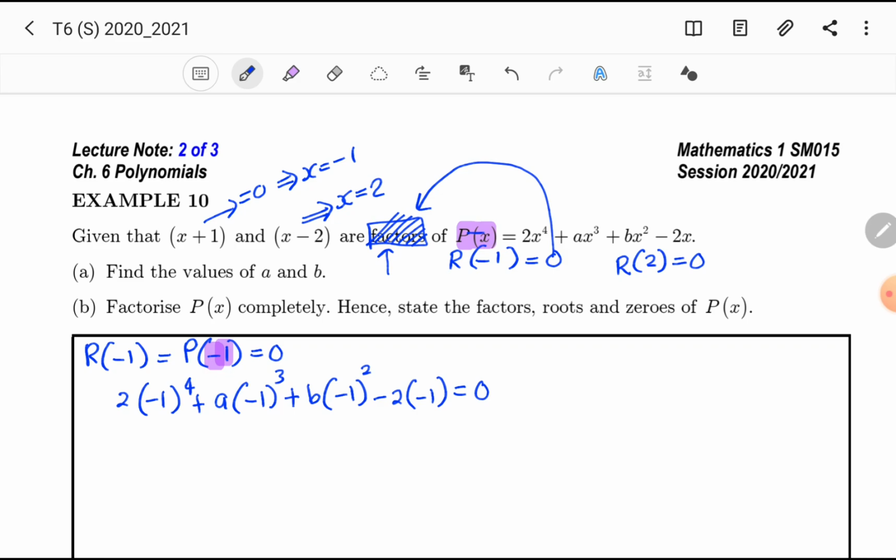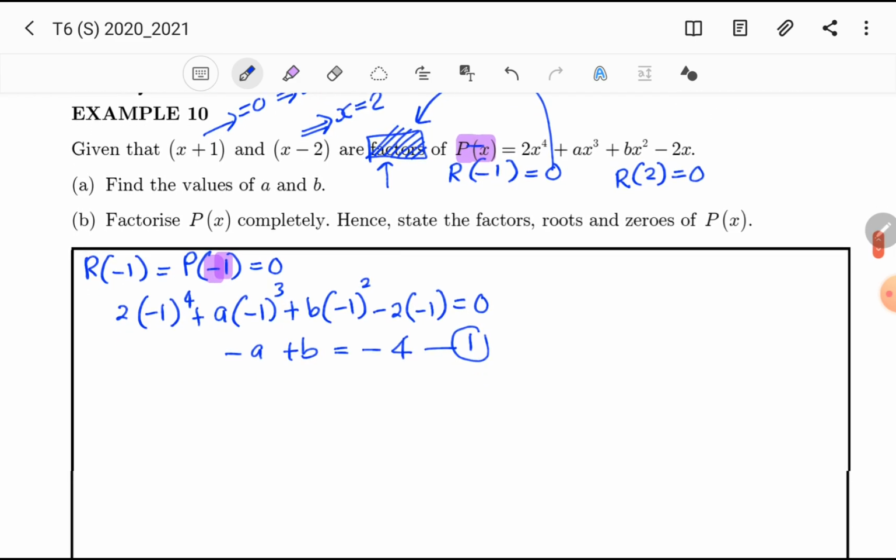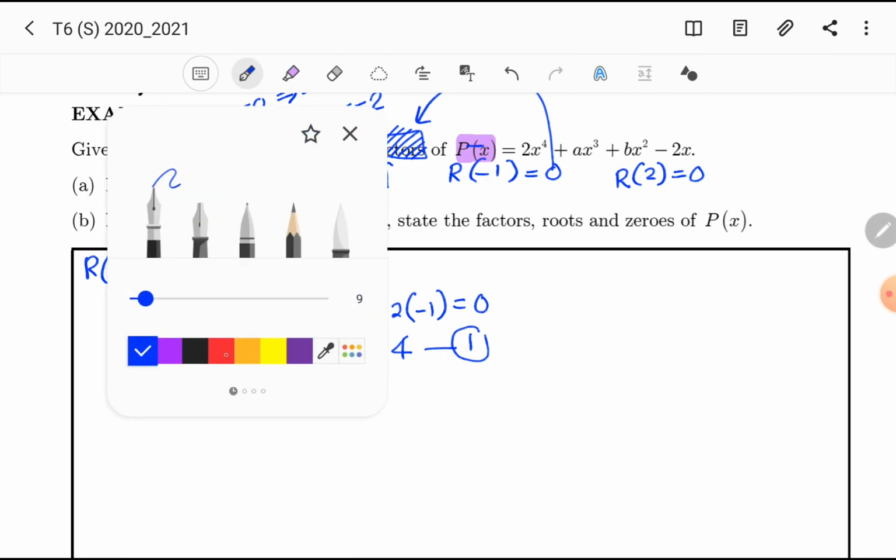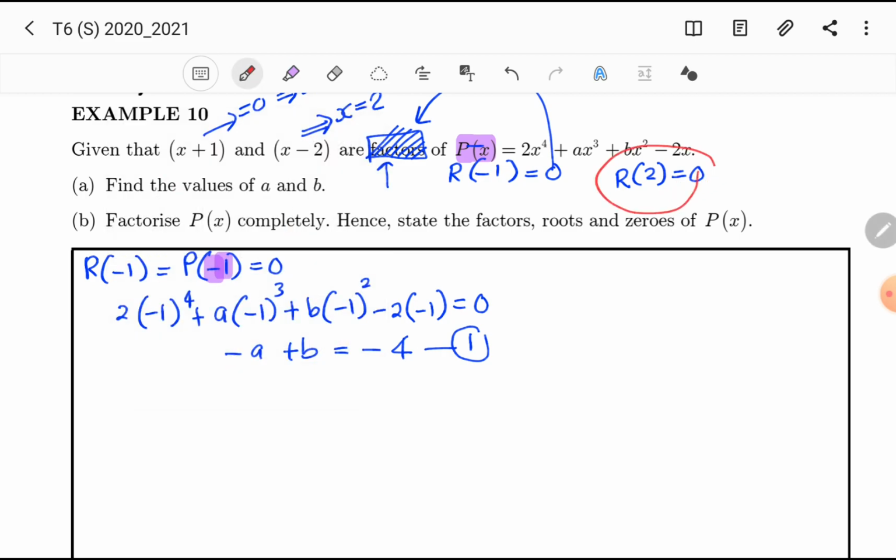Okay, next, kalau awak kira, awak akan dapat negative a plus b equals to negative 4. So, this is our first equation. Okay, next, from the second information, kita ada second information here. Yang ni. Okay. So, kita masukkan.